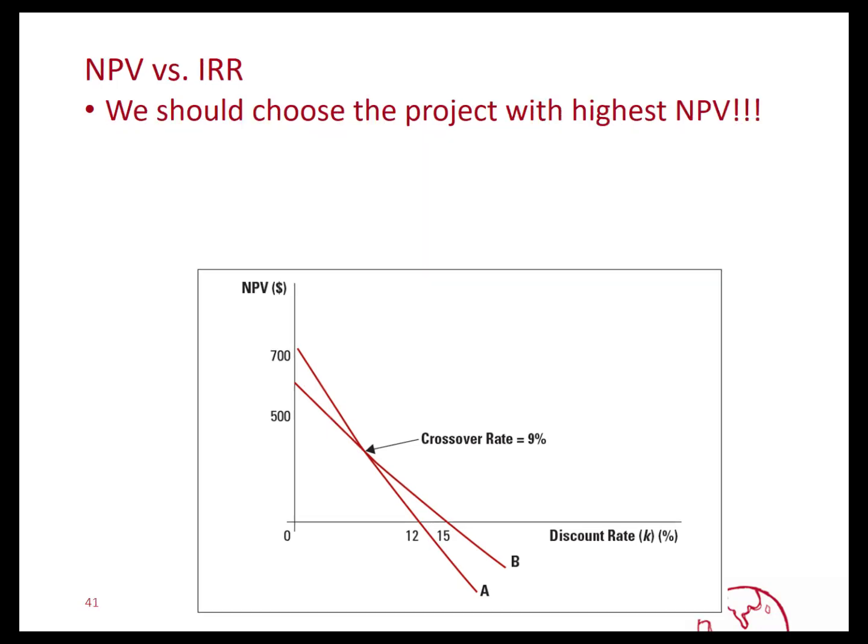So which project do we choose? Well, we want the project with the highest NPV, which is not necessarily the project with the highest IRR. Look at the graph. When the discount rate is lower than that 9% crossover rate, you can see that project A's NPV is higher. It's above, and you can see that it stretches all the way up to 700 at a very low discount rate. Actually, at a discount rate below 9%, you would want to choose project A.